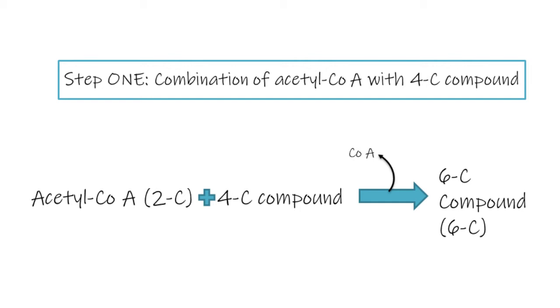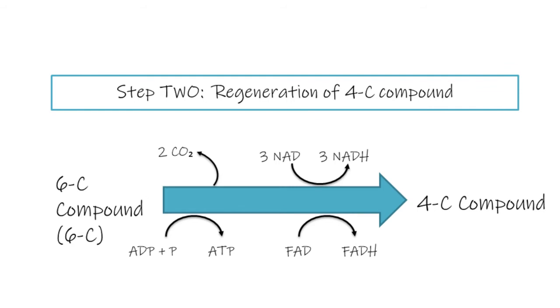Acetyl-CoA, a 2C compound, combines with a 4C compound already present in the mitochondrial matrix to form a 6C compound. In this way, coenzyme A is regenerated continually for carrying other acetyl groups formed from the pyruvate into the Krebs cycle. Step 2 involves the regeneration of the 4C compound.